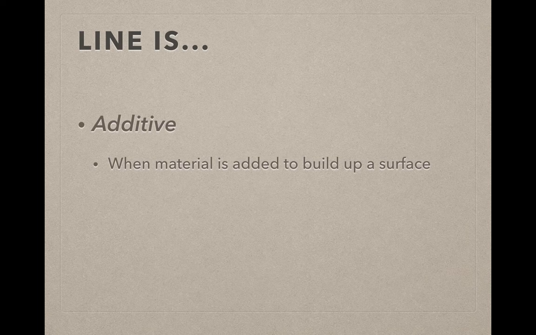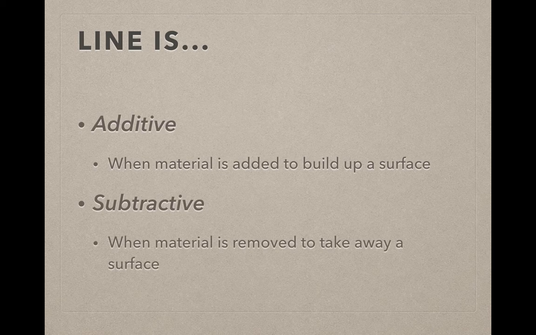Additive lines, anytime you use material that's added to build up a surface. This is very specific to three-dimensional art. Subtractive is when you're removing material, so you would be like carving lines and things.